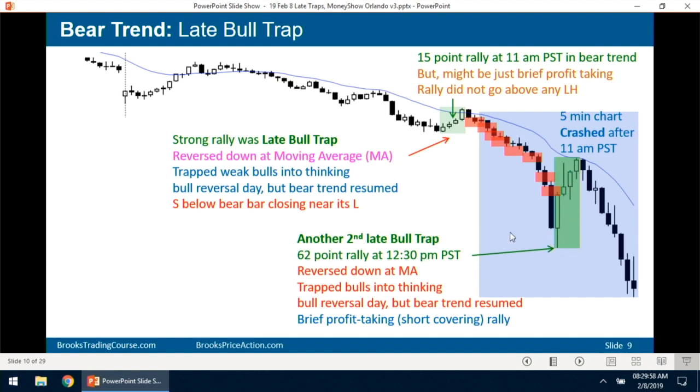It was a 62-point rally in the E-mini, all right? That's a totally huge rally. It's small compared to the size of the sell-off, but it's a huge rally. But you trade it the same.